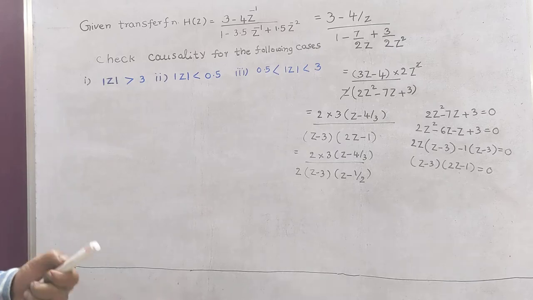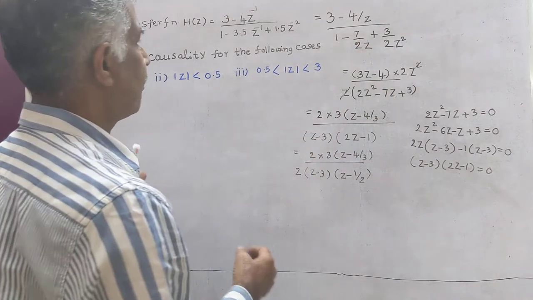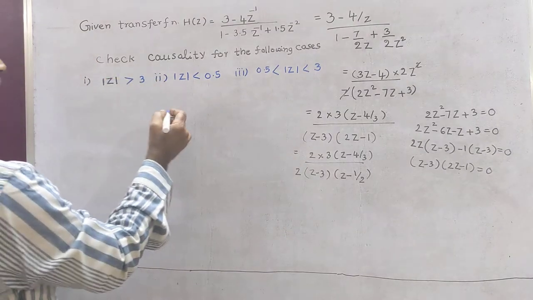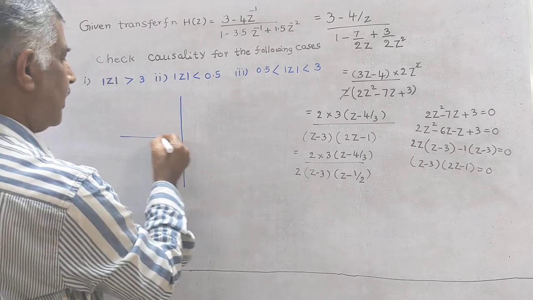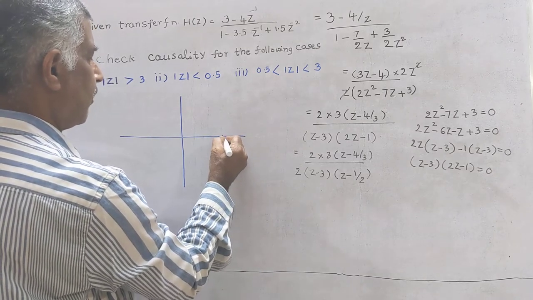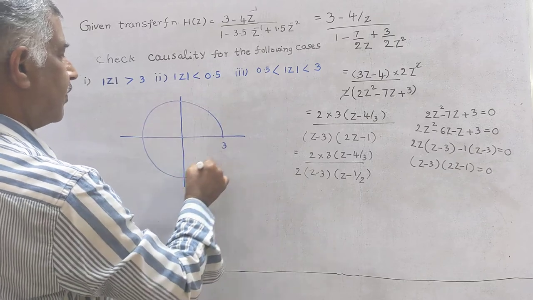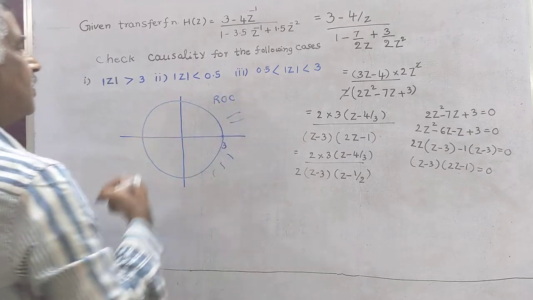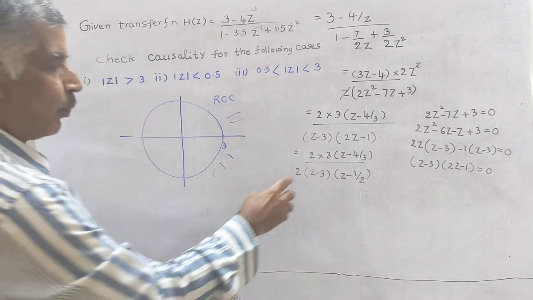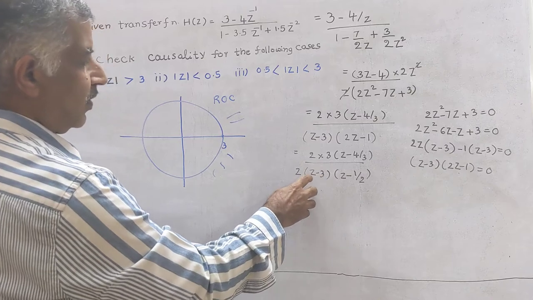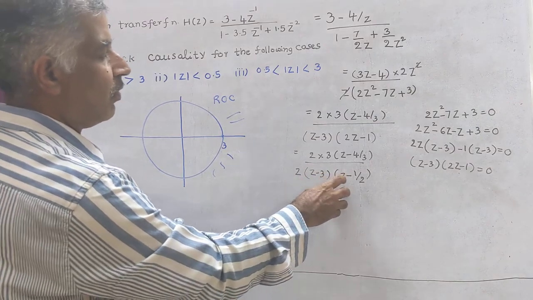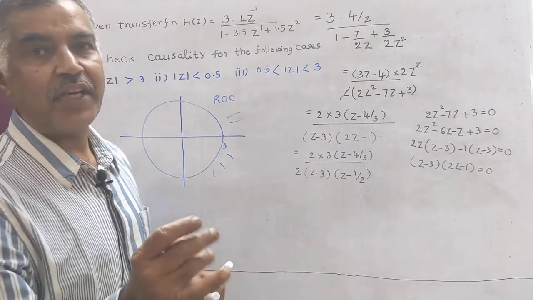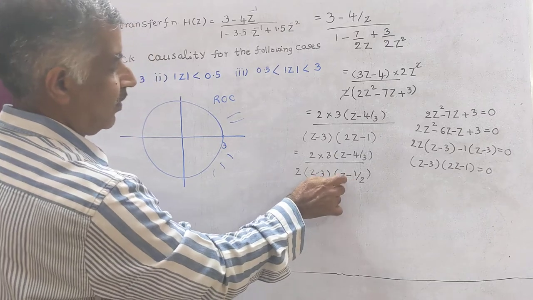Having done these steps, now what is the ROC? The ROC here is mod z greater than 3. A circle of radius 3, outside 3. That is the ROC. What about the poles here? There are 2 poles. z minus 3 equal to 0, z minus half equal to 0. So the maximum pole radius is z equal to 3, this one, not this.